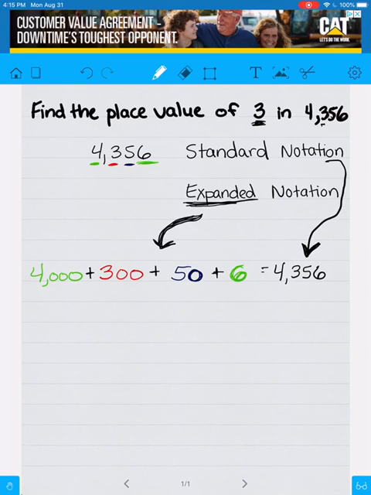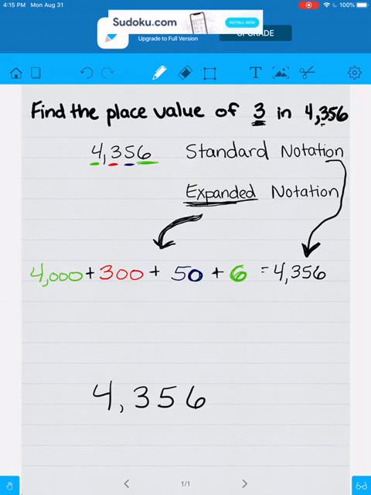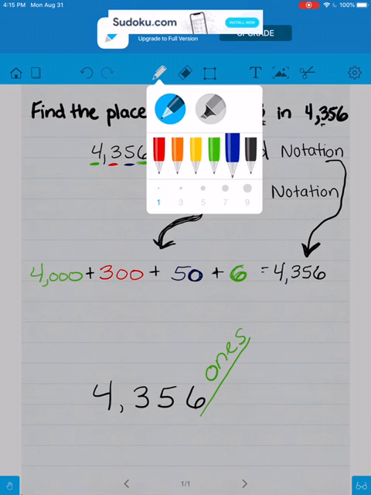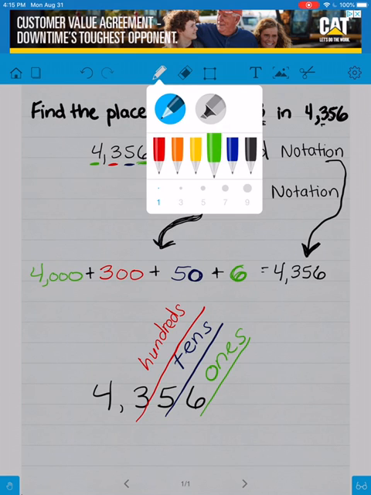So if we look at this number again, 4,356, over here, I know these are my ones. These are my tens place. The 3 is in my hundreds place. And the 4 is in my thousands place.